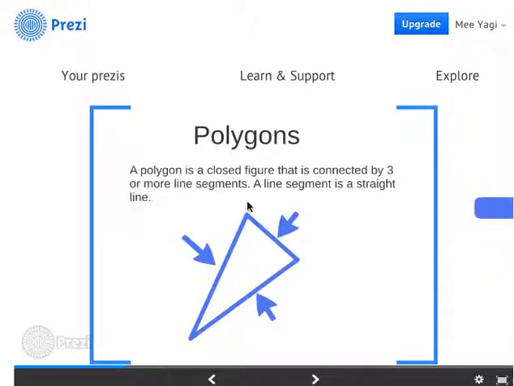A polygon is a closed figure that is connected by 3 or more line segments. A line segment is a straight line. And notice how this entire shape is closed. There are no openings. That's what makes it a polygon.